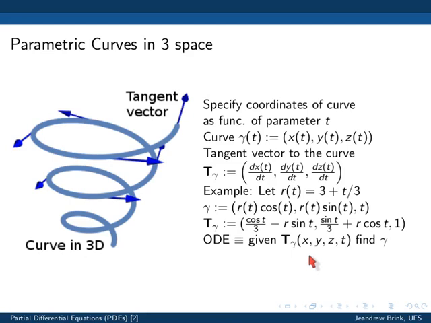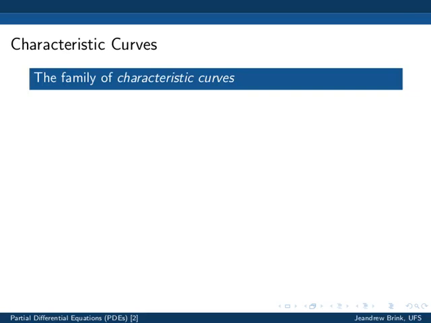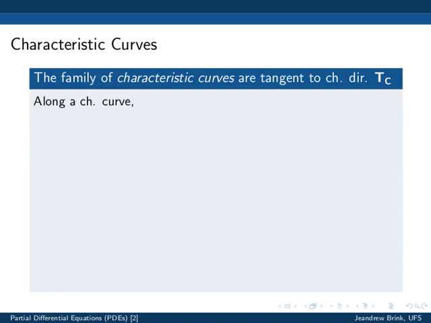The natural thing, and we even got the clues, we called it the characteristic direction, is to then solve that ordinary differential equation. And what we're going to do is construct the full solution to the PDE from that solution. This is basically the theorems that we developed during this lecture. So, a couple of definitions. The family of characteristic curves that are tangent to the characteristic direction TC is what we're going to define now.